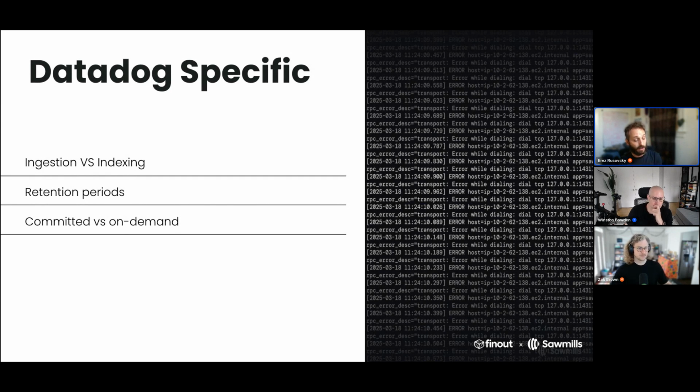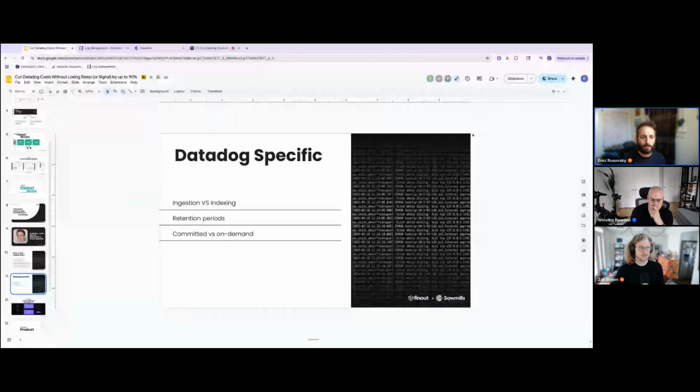But it's important to look at both of these because both of them have cost. Obviously, retention is a big factor. The longer you save the data, the more you pay. And the last thing to notice is the committed versus on-demand cost. Obviously, committed is cheaper, but you are committed to a price, and on-demand is as you go, right? There are other factors like custom metrics and APM, but I'm just going to cover this for now. So let me jump to our demo.